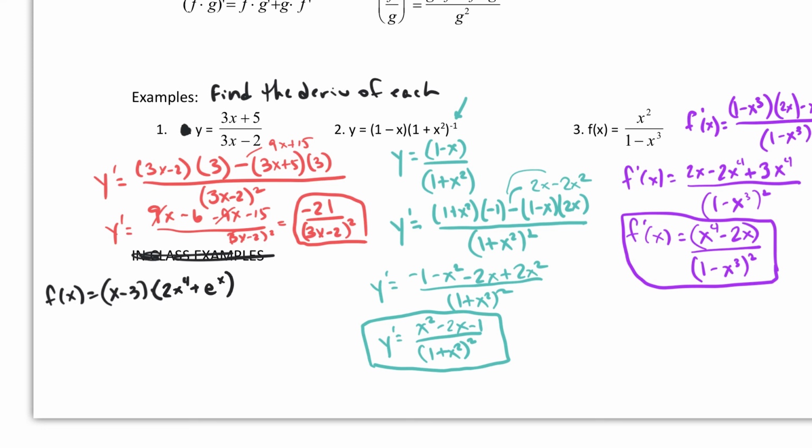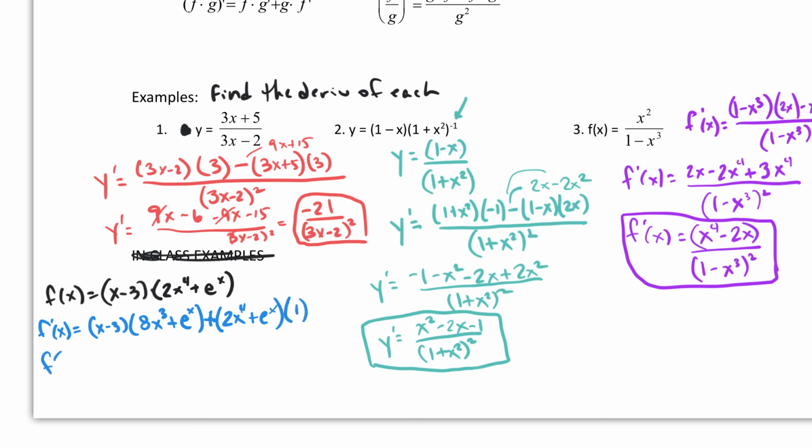Now, could you work this out by foiling it out and then taking the derivative? Sure you can, but it might be longer. So it just depends on the situation. But this one, we're going to do it with a product rule. So f prime of x will be the first, x minus 3 times the derivative of the second. Now, the derivative of the second here will be 8x cubed plus derivative of e to the x is just e to the x, plus the second, 2x to the fourth plus e to the x, times the derivative of the first, which would just be 1.